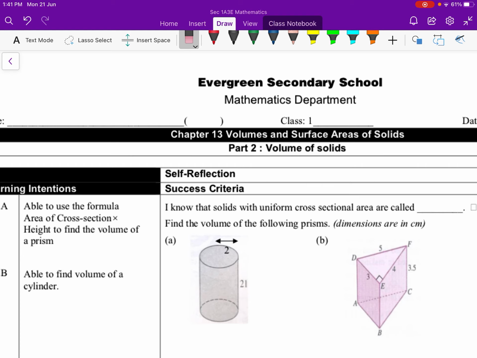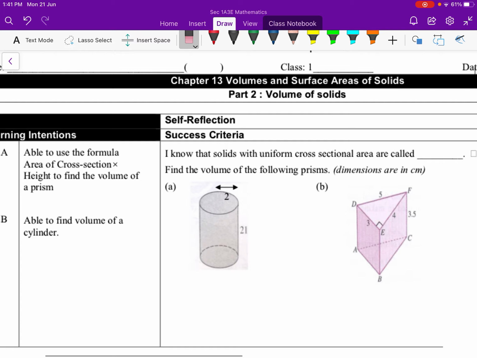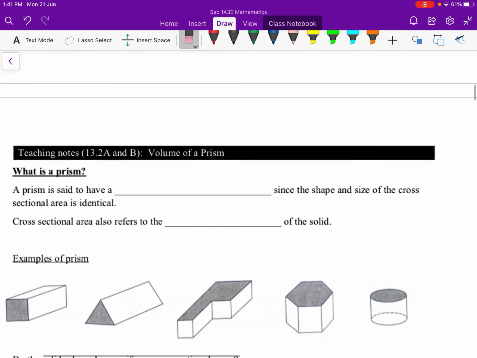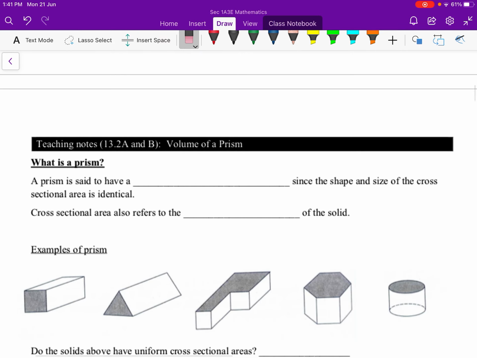In chapter 13 part 2, we are going to be learning about the volume of solids. Specifically, we're going to start with prisms. So prisms, they are solids, 3D objects. They have uniform cross-section.